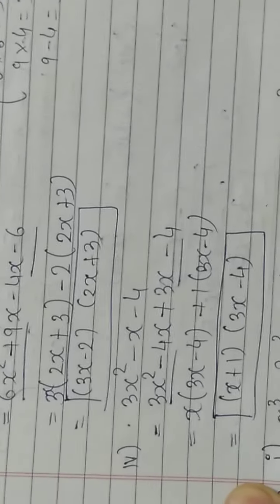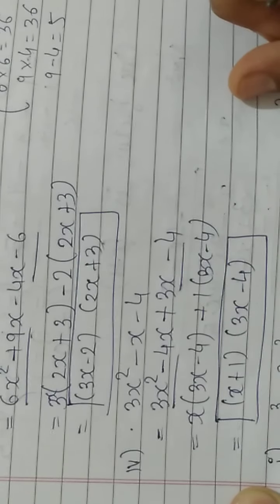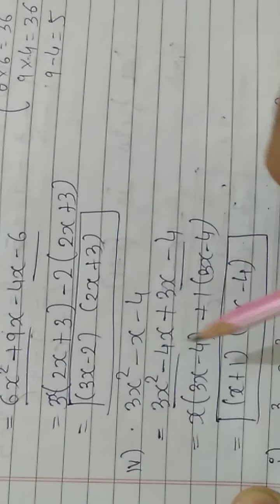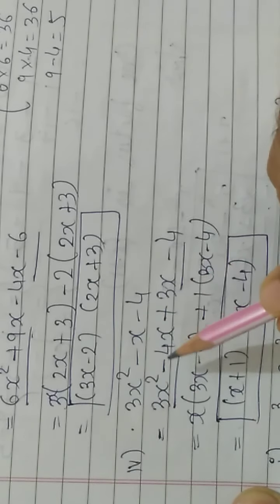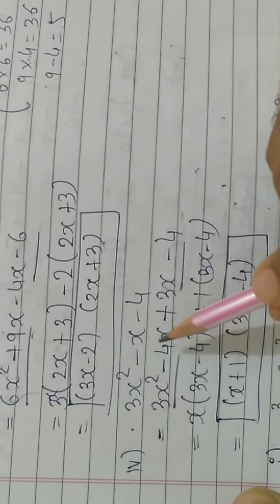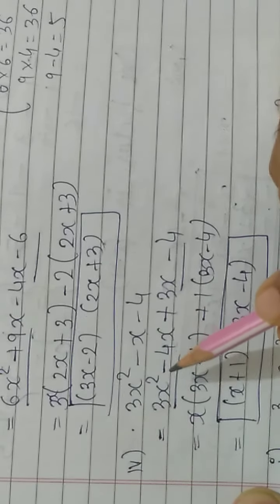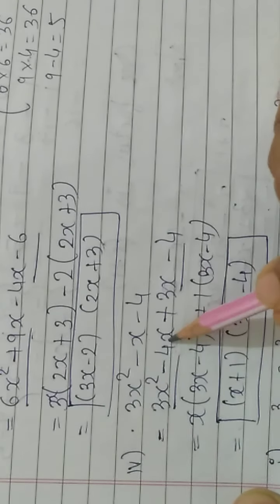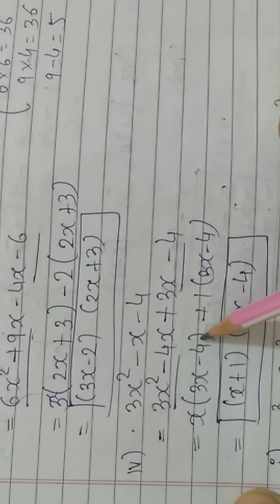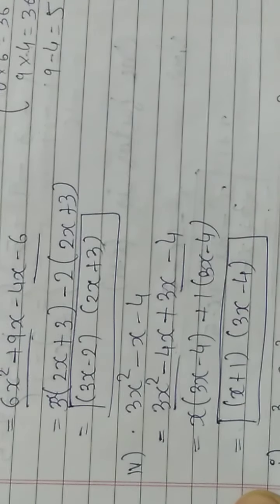Now next question, 3x square minus x minus 4. So 4 threes are 12, and 4 minus 3 is 1. So here 1x is there. So minus 4x plus 3x, minus plus, minus 4 plus 3 is minus 1. So in place of minus x I can write minus 4x plus 3x. Now make the pair of 2. From this 2 we can take common only x, so 3x minus 4 is left inside, and from this 2 we can take plus 1 as common, so in bracket 3x minus 4. So the answer is x plus 1 and 3x minus 4.